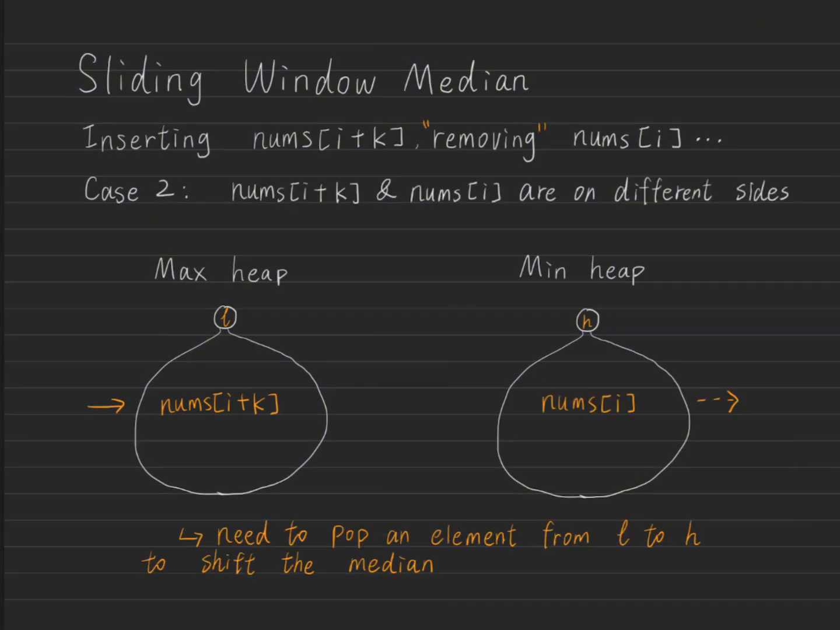However, in the second case, nums[i+k] and nums[i] are on different sides. This means that we would be adding an element on one side and removing an element from the other side, so the two sections now become imbalanced, and we need to move the median one over. In this case, we need to pop an element from L to H. And since they're both at the top of the heap, such an operation is O of 1 time.